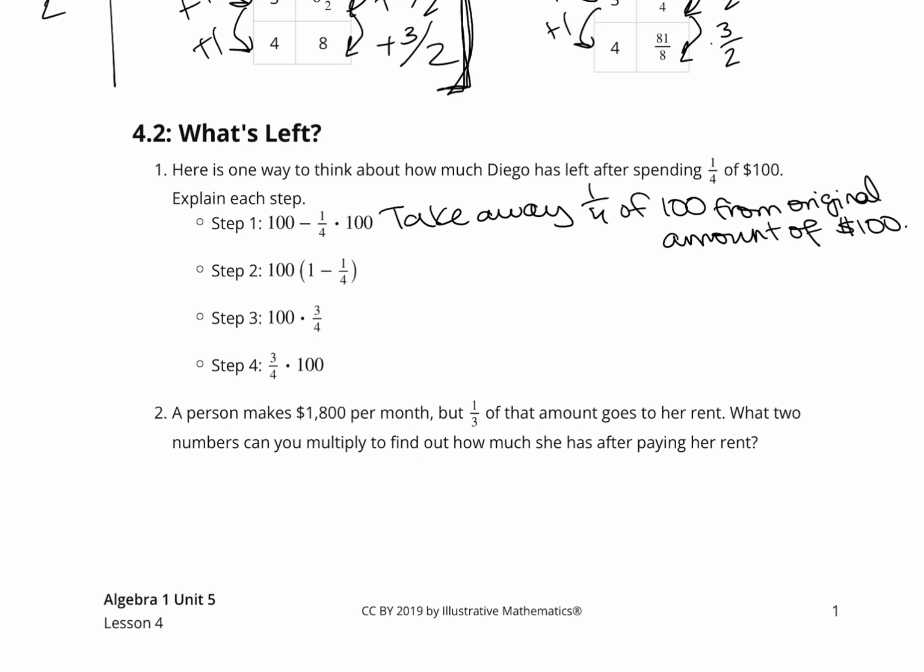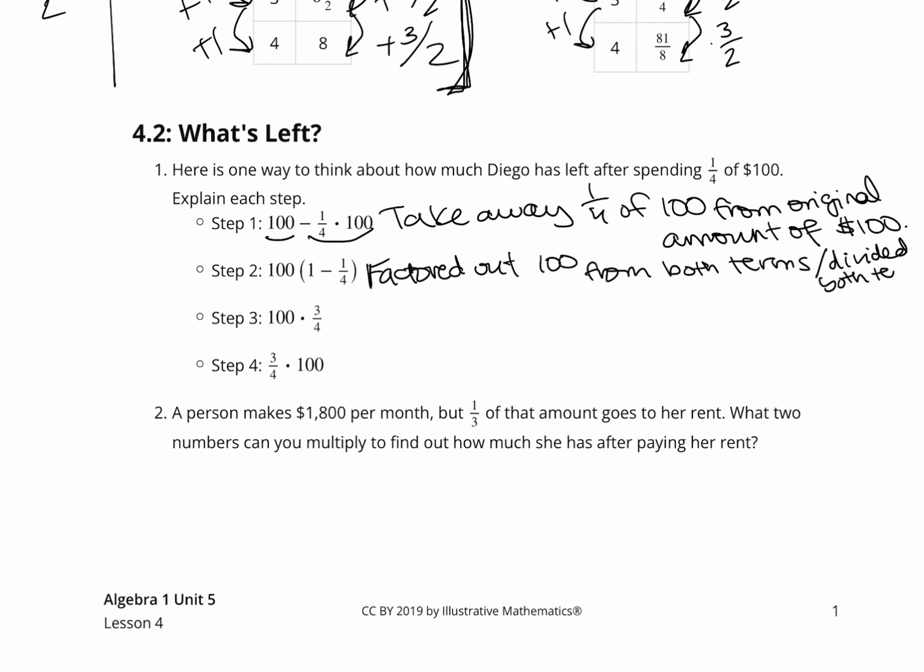Step 2, looks like we have factored out a 100 from both of the terms. So if we factor out 100 from 100, we'll be left with 1, right? 100 divided by 100 is 1. If we factor out a 100 from 1/4 times 100, we'll be left with 1/4, and that's what's happening in step 2. We have factored out 100, or divided both terms by 100. And we can do that because of the distributive property of multiplication. So another way to say factored out 100 from both terms is we divided both terms by 100.